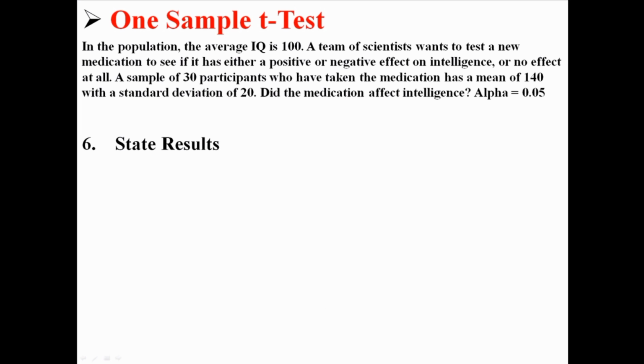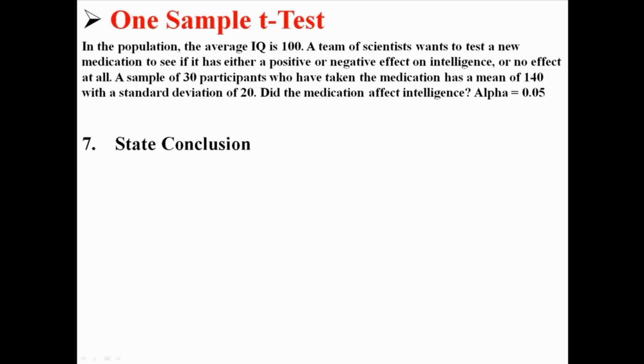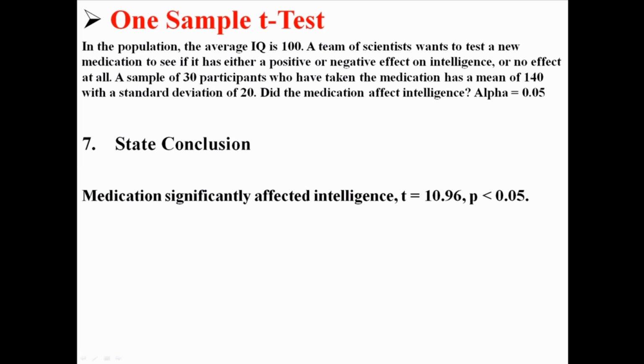Our results: our decision rule is if t is less than negative 2.052 or greater than 2.0452, our null hypothesis will get rejected. And we found 10.96. So 10.96 is greater, so the null will get rejected. Conclusion, or what this means, is that the medication significantly affected intelligence.